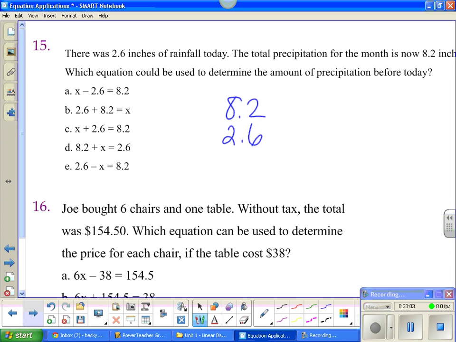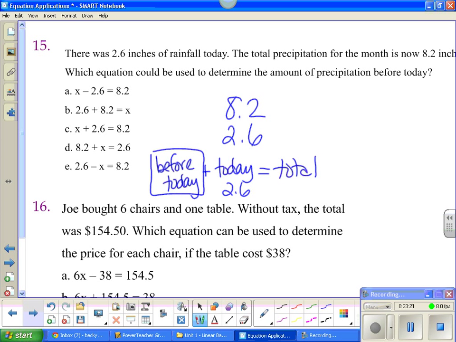So the total month is before today plus today. Well, today was 2.6. I have no idea what before today was. What's my total? Well, that's 8.2. So which equation up here shows you before today, which we don't know, plus today, which was 2.6, equals the 8.2? C.